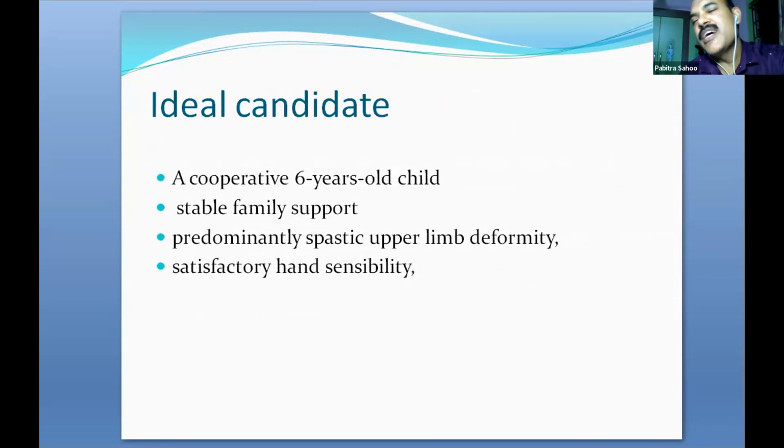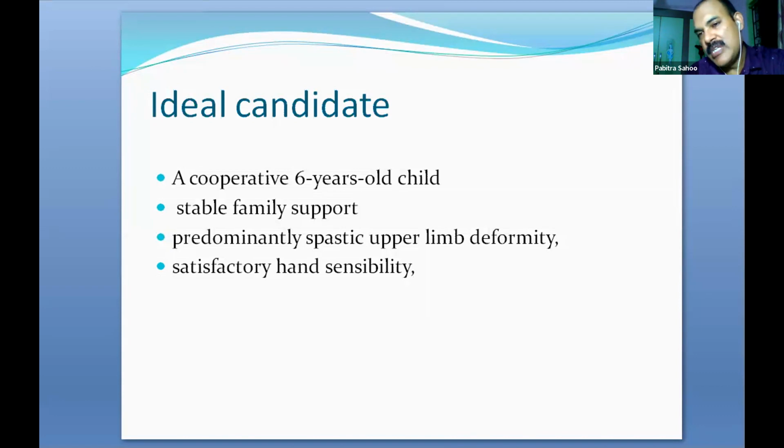Then, who are the ideal candidates for surgery? Overall, a cooperative child of more than 6 years of age with stable family support. Family support is important. They have great expectations. They think that after surgery, after stitch removal, the child will do all his activities of daily living. So the family has to be well counseled, and you should assess the extent of family support towards the child for this surgery.